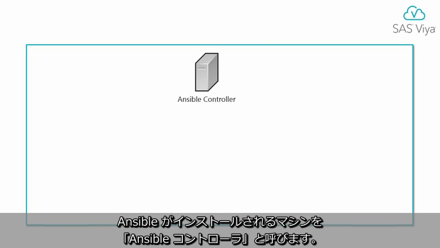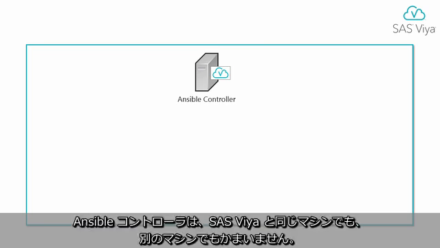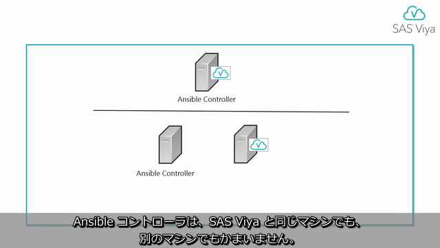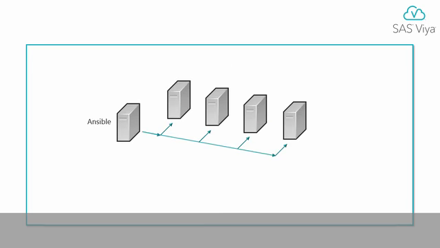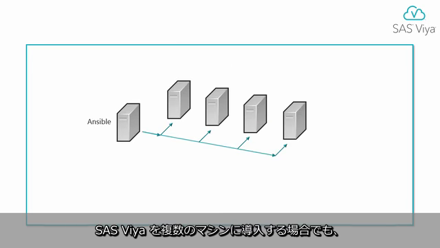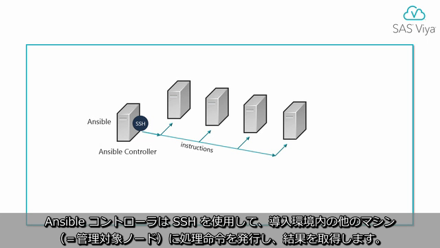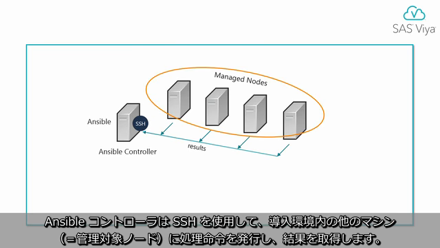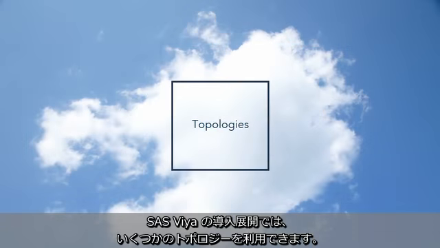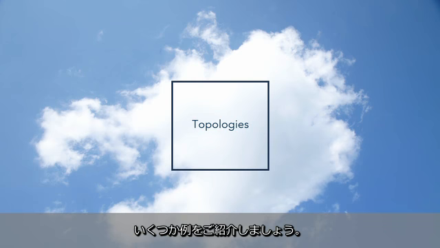The machine where Ansible is installed is called the Ansible controller machine. Ansible might be on the same machine as SAS Viya or on a separate machine. This can simplify a multi-machine deployment because Ansible only needs to be installed on a single machine, the Ansible controller machine. It can use SSH to deliver instructions and retrieve results from the other machines in the installation, called managed nodes. There are several possible topologies that you can use to deploy SAS Viya. Let's look at some examples.